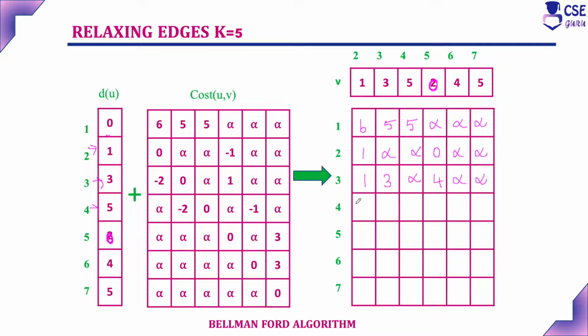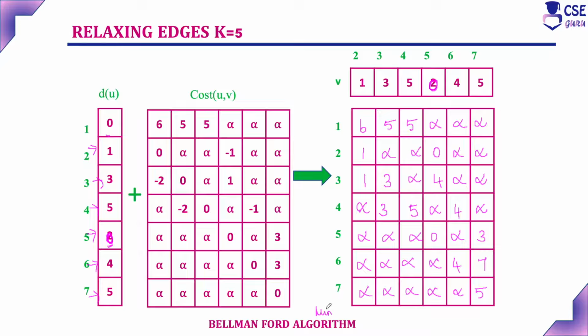For vertex 4, it is 5 plus infinite, infinite, 5 minus 2 is 3, 5 plus 0, 5, 5 plus infinite, 5 minus 1, 4, 5 plus infinite. Next for vertex 5, it is a mistake, the value is 0. So 0 plus infinite, infinite, 0 plus 0, it is 0, infinite, 0 plus 3, it is 3. Next for vertex 6, 4 plus infinite, and here it is 0 plus 4, 0 plus 3, 7. Next vertex 7, here all infinites we will get, only in the last column we will get 0 plus 5, it is 5.